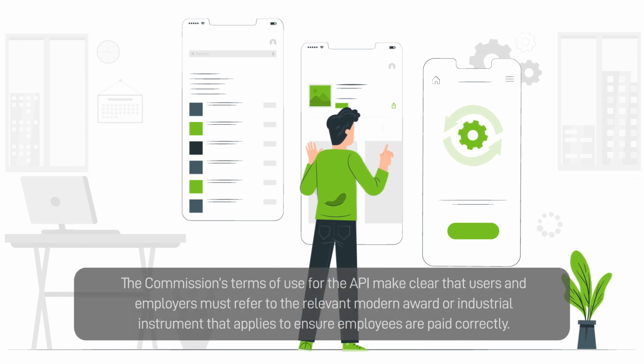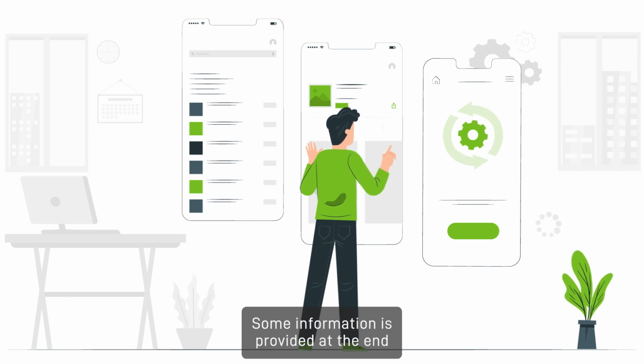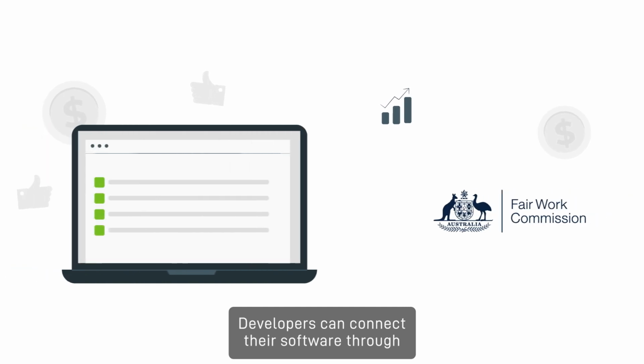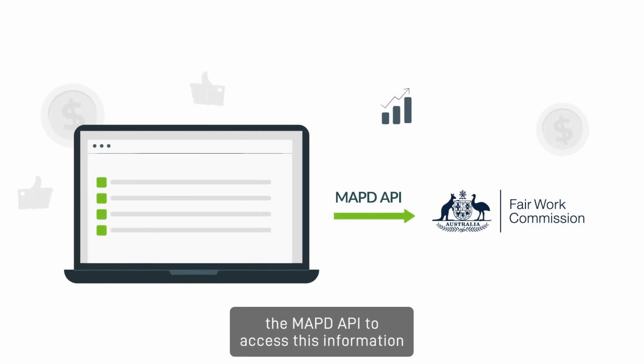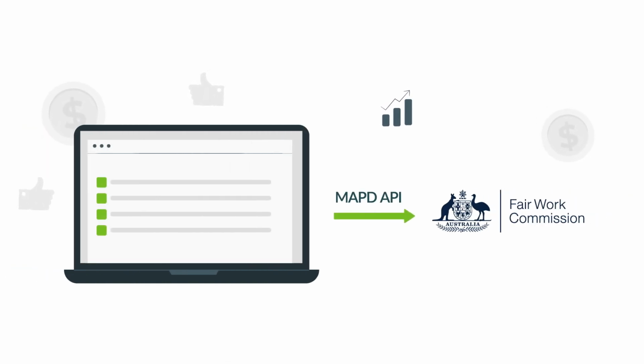The Commission's terms of use for the API make clear that users and employers must refer to the relevant modern award or industrial instrument that applies to ensure employees are paid correctly. Some information is provided at the end on where to go to get that information. Developers can connect their software through the MapD API to access this information.